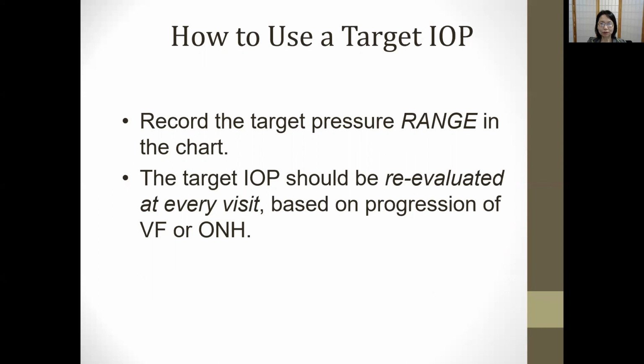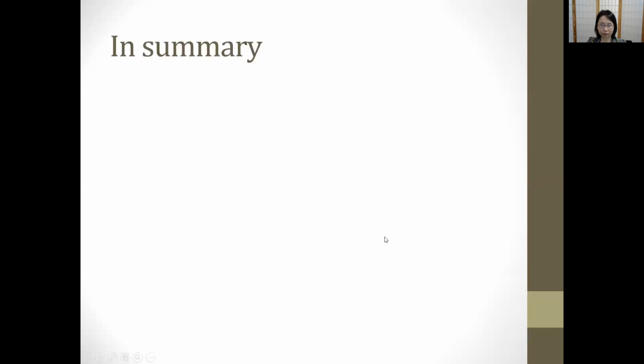Target IOP should be reevaluated at every visit, and based on progression or lack of progression, you may decide to either lower the IOP if there's progression at your target IOP, or to raise the target if you've observed the patient above the target for several visits and the patient has not shown progression. So this is, again, to remind you, how we use it.